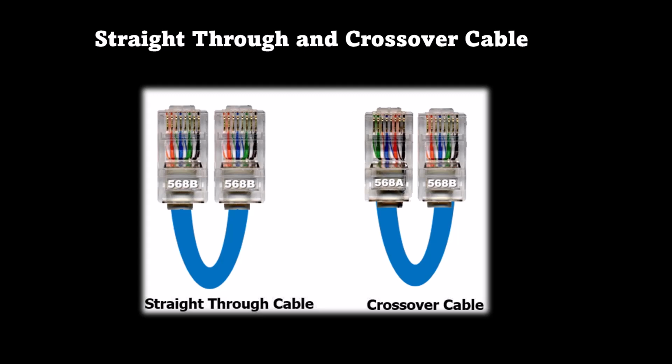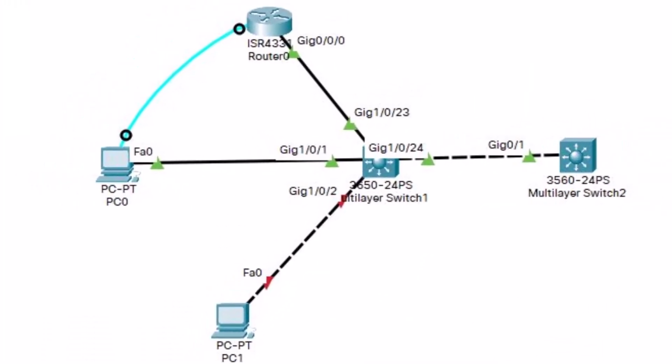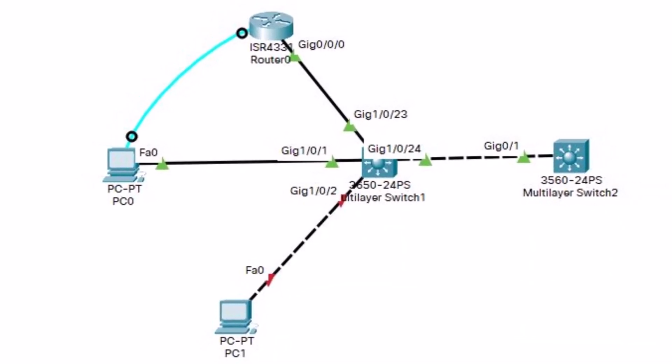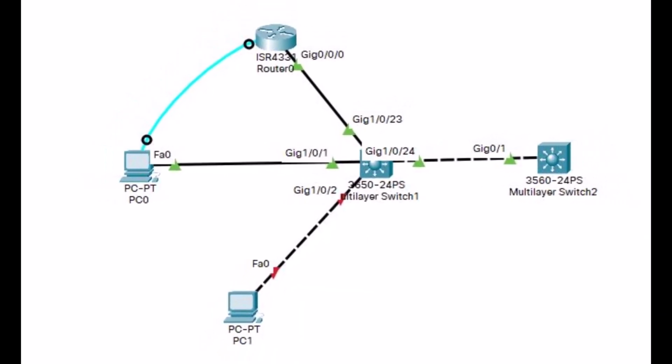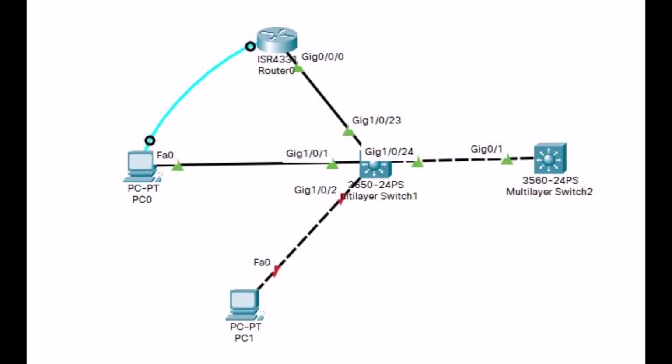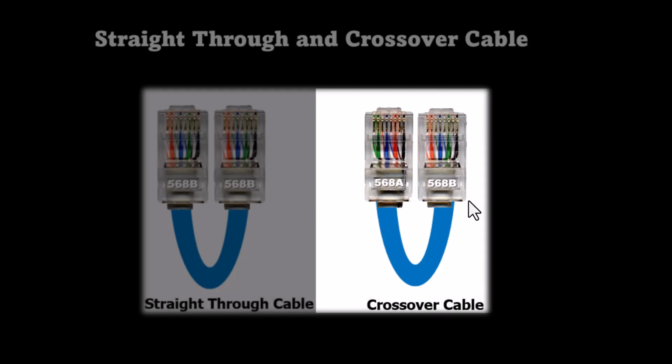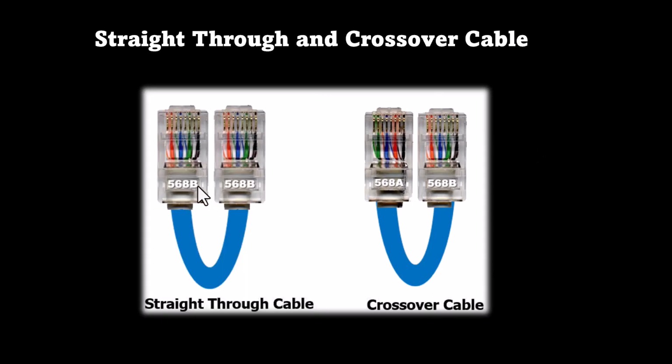I am also going to use Cisco Packet Tracer to show you how we use these cables in a real live environment, because Cisco Packet Tracer can simulate the real networking environment. So in this diagram, this is the straight through cable, this is the crossover cable, and you can see 568B, 568A, 568B. These are the cabling standards ANSI uses for Ethernet cables.